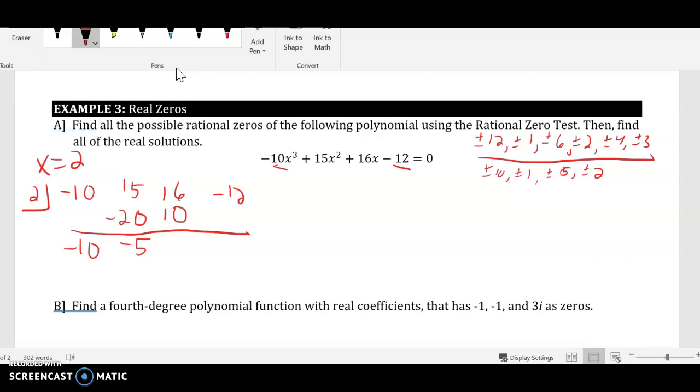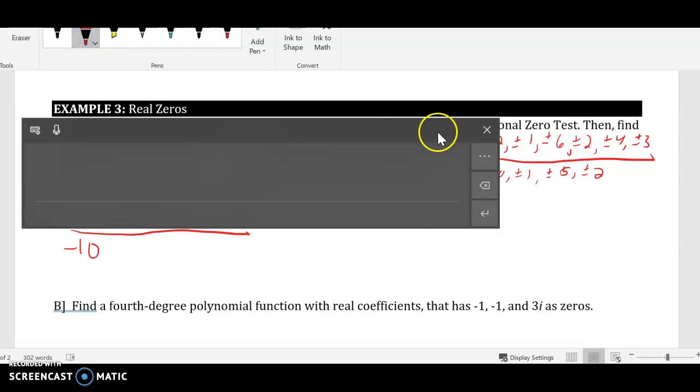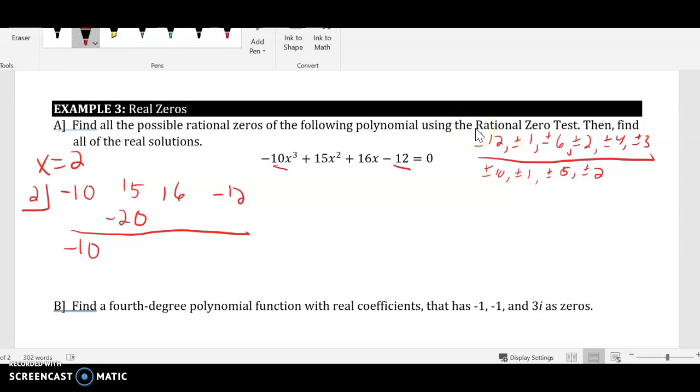What did I do? I messed up. At least I caught it before I went too far, huh? So, oops. So -20 and 15 is -5. Yeah, 2 times -5 is -10. There we go. So this is going to be a +6. Then you multiply, and you get it to be a 12. And so I have a remainder of 0, which is what I wanted.